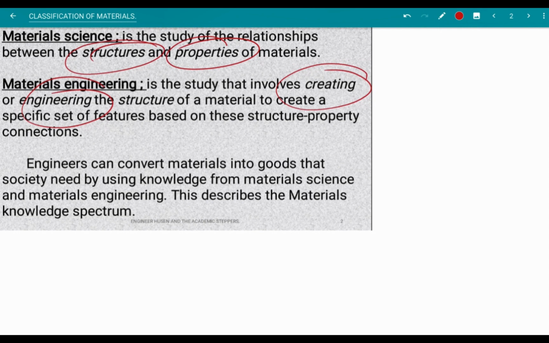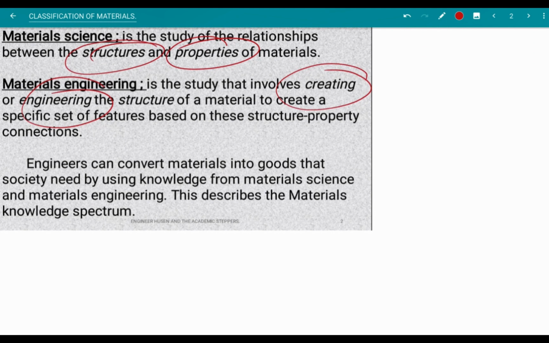Now, this in turn describes the material knowledge spectrum. So, what we're trying to say is that material science will give you the knowledge about the structure and properties of the material. Now, once you acquire that knowledge, that's when you can engineer or create what you want that will satisfy the needs of society at large. So that is what we're calling material science and engineering.